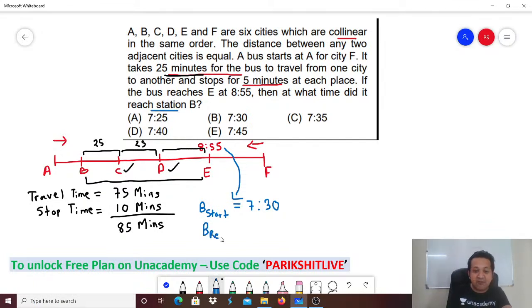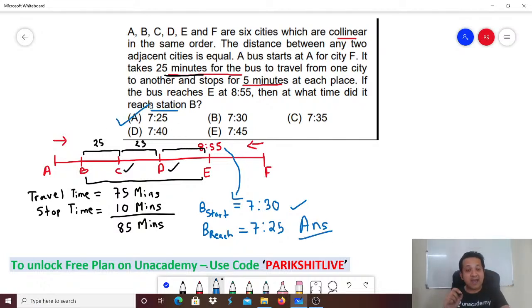Remember, you must have reached B 5 minutes early. Why? Because you must have halted at B for 5 minutes. So if you started from B at 7:30, it means at 7:25 you must have reached B, halted for 5 minutes, took some rest and started your journey at 7:30. So answer is 7:25, you reached B. That's the answer. Easy one, but very high chances of people going wrong and making a silly mistake.